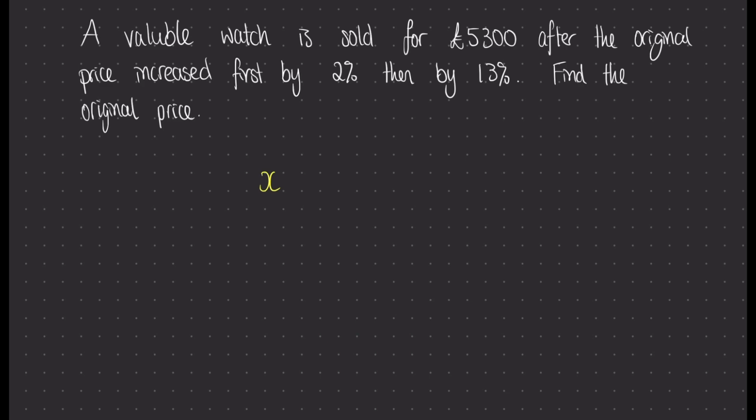Let's deal with the first one, 2%, so that's going to be a multiplication by 1.02. Then after this has happened, it's increased again in price by 13%, so the second multiplying factor is 1.13. And we find that this should be equal to the new value, which is 5,300. So now we can divide both sides by 1.02, divide both sides by 1.13, which works out to be 4,598.